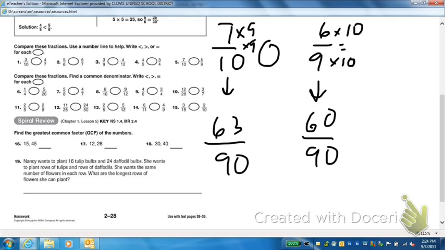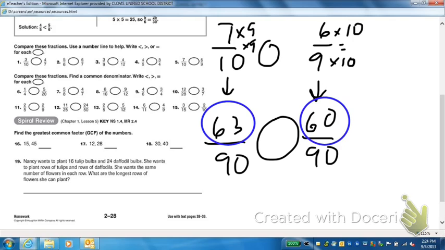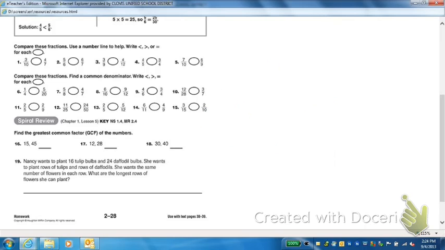7 times 9 is 63, 10 times 9 is 90. So we look at the numerator, and 63 over 90 is bigger than 60 over 90. So 7/10 is greater than 6/9. Now I know it says to use a number line. Don't worry about that, just do it the way we did it in class today.